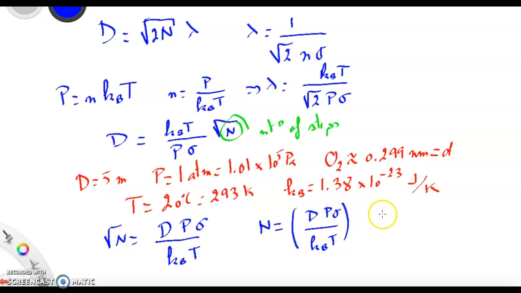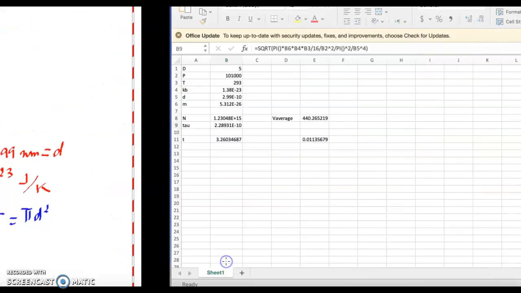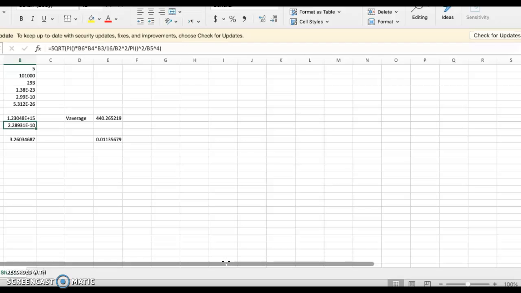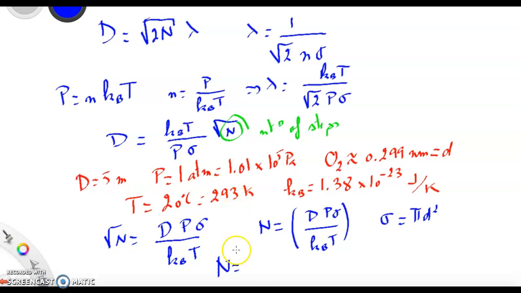What is the cross-section? In my situation, the cross-section is simply equal to pi d squared, d being the size of the molecule of O2. So I'm assuming that it's approximated by a sphere. Fine. Now, I'll do the computations. And what do I find? Calculations give N equals 1.23 times 10 to the power of 15. Now you see, we're already talking about very large numbers of collisions, for a distance of 5 meters.